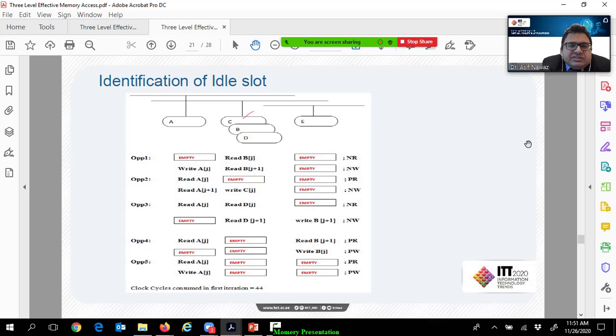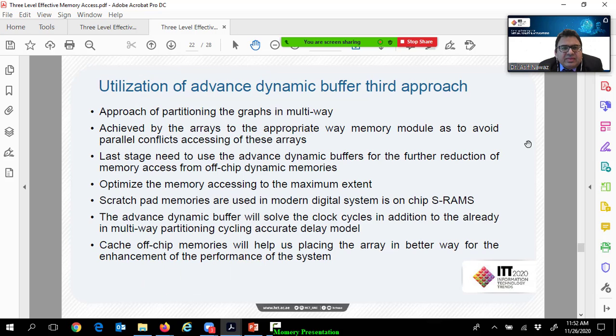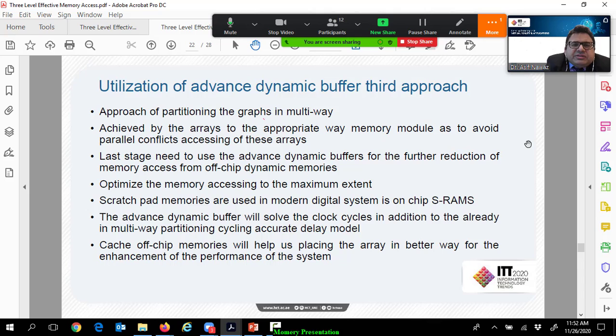So these are different registers and they are connected to address, data, and control buses. They are communicating and you see that there are different operations, and these different operations are dependent on each other. So this is empty because it is waiting for some result. This is empty because it is waiting for some result. This is empty because it is waiting for some result. And there are new writes and previous writes and new reads and previous reads. So we can exploit these empty spaces and use certain loops within those empty spaces to make it efficient. And the third one is approaching partition of the graph in multiple ways.